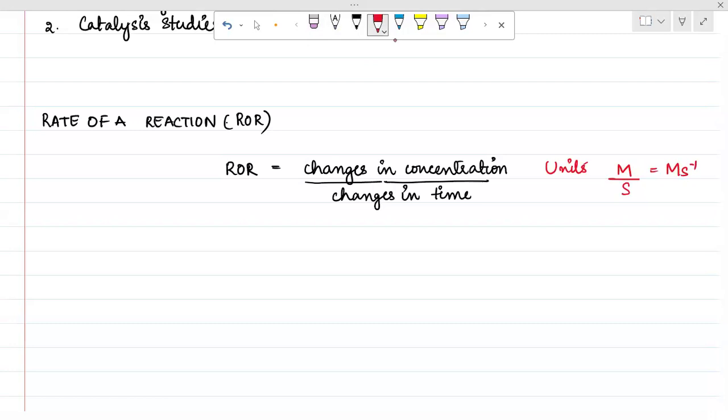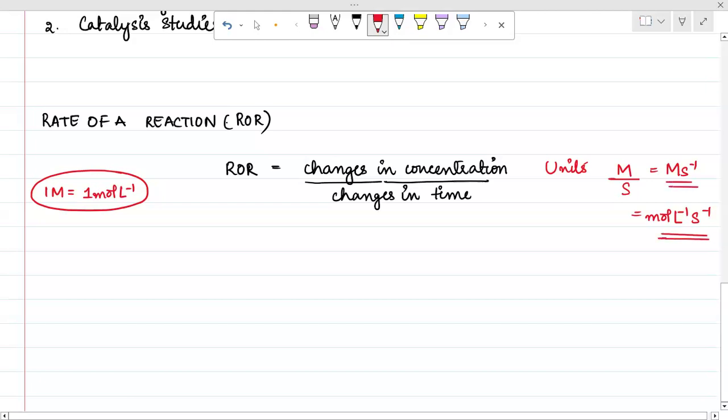Now, 1 molar is written as moles per liter. Okay. So it can also be written as moles per liter per second. 1 molar is equal to 1 mole per liter. Okay. So the units of rates of a reaction is always in moles per liter per second or molar per second.